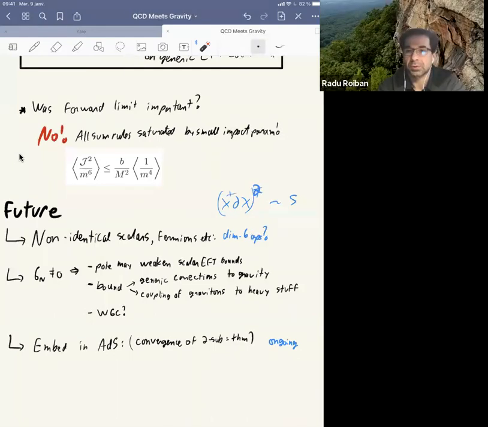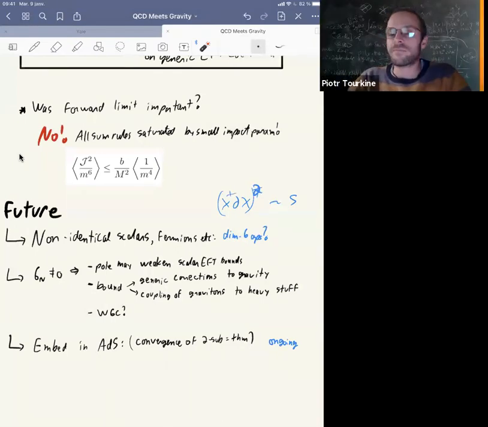More questions? Piotr? Yeah, hi, thanks for the talk. Do you think you could also get two-sided bounds in 2D, for instance, where we can actually check more precisely actual S matrices?